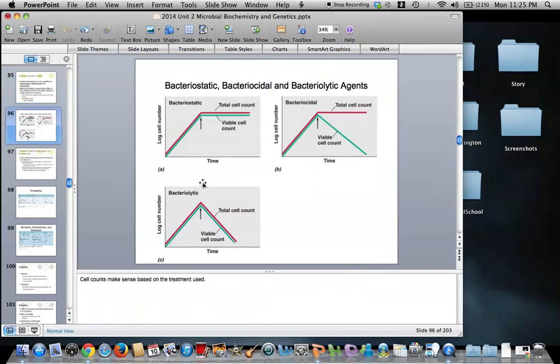So this is showing what I was saying before, where your viable cell count goes down with bactericidal, but your total cell count stays the same, whereas with bacteriolytic, both will go down because you're literally obliterating the cell wall. If not the cell wall, then the cell membrane or whatever.